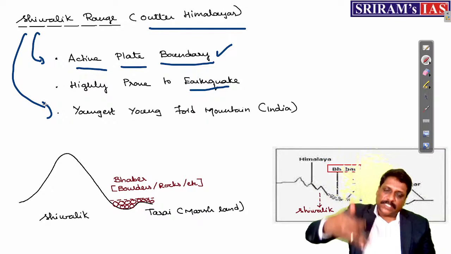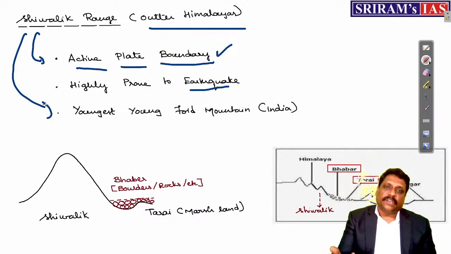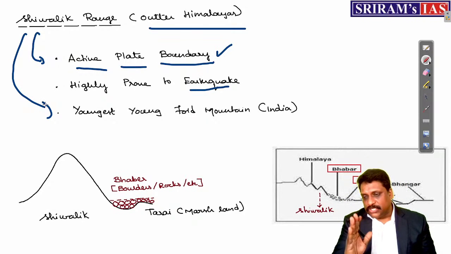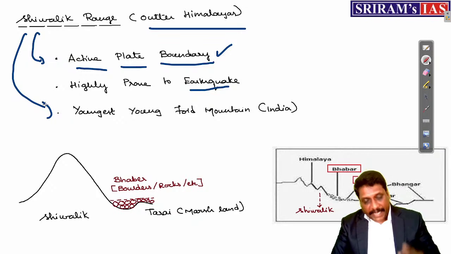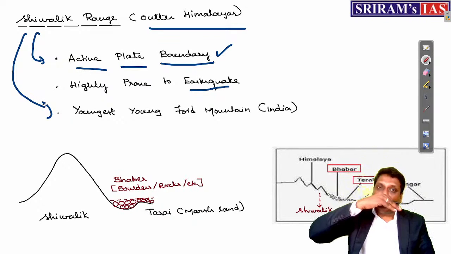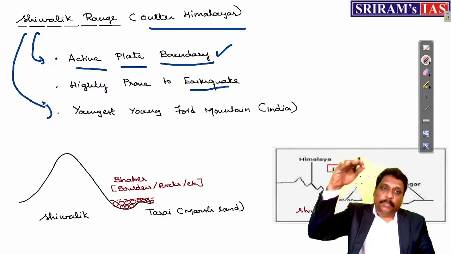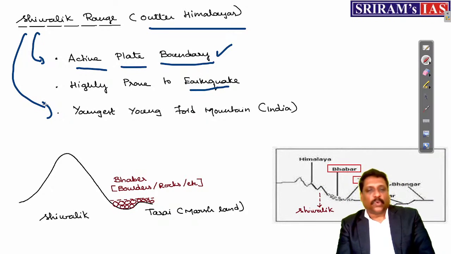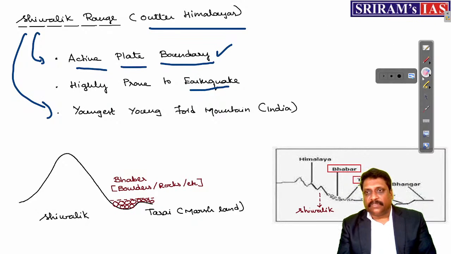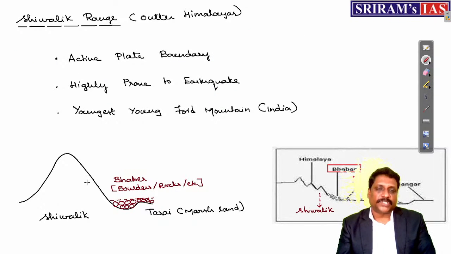So it means among the six fold mountains, the youngest will be Shivalik, whereas the oldest will be what? Karakoram. So as you slightly move north of the Himalayas, the age of the mountain what? Increases. Because the plate boundary is actually shifting towards what? South. Okay.